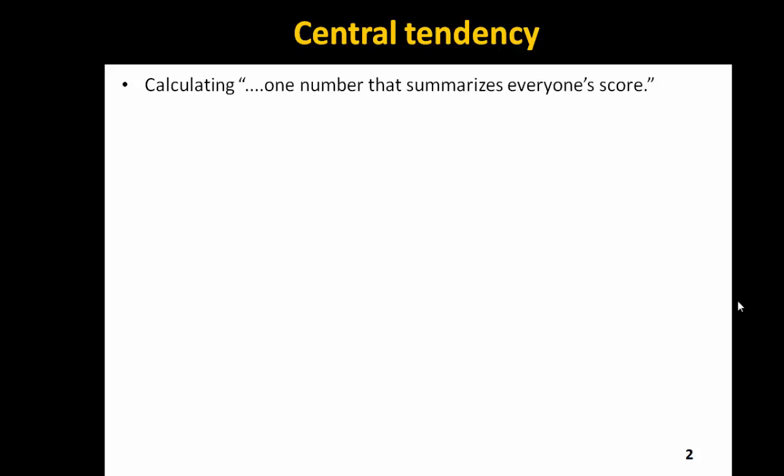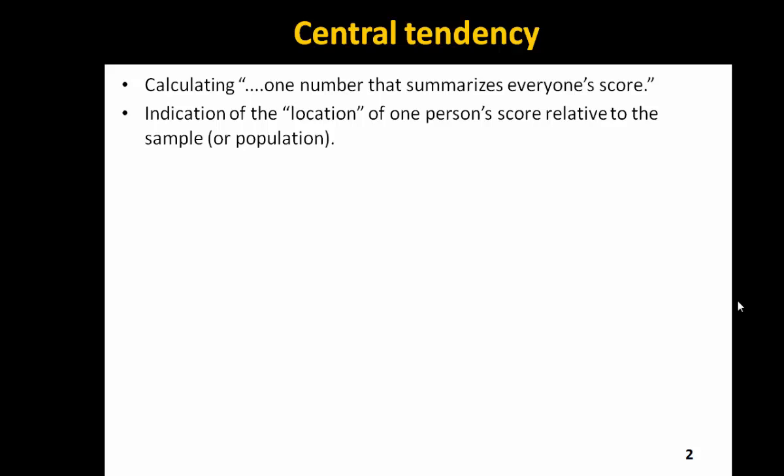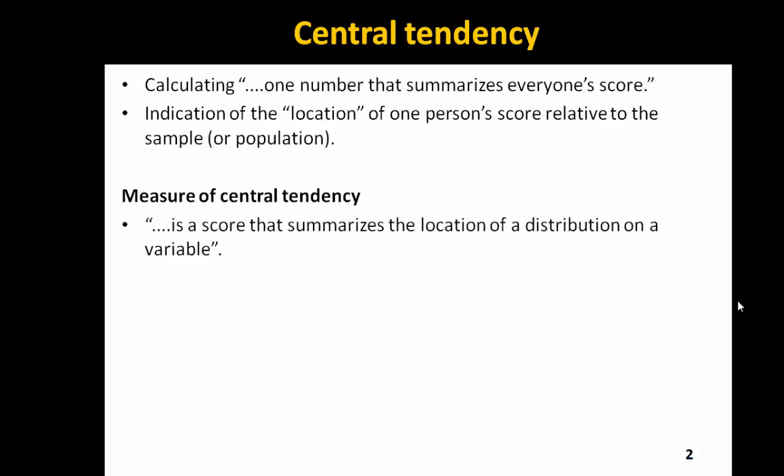we are attempting to compute one number and only one number that summarizes everyone's score, so all the scores in a sample or in a population. And this provides an indication of the location of one person's score relative to the sample or the population of interest, depending upon the research question. So the measure of central tendency, by definition here, is a score that summarizes just what we talked about, the location of a score within a distribution of a variable.